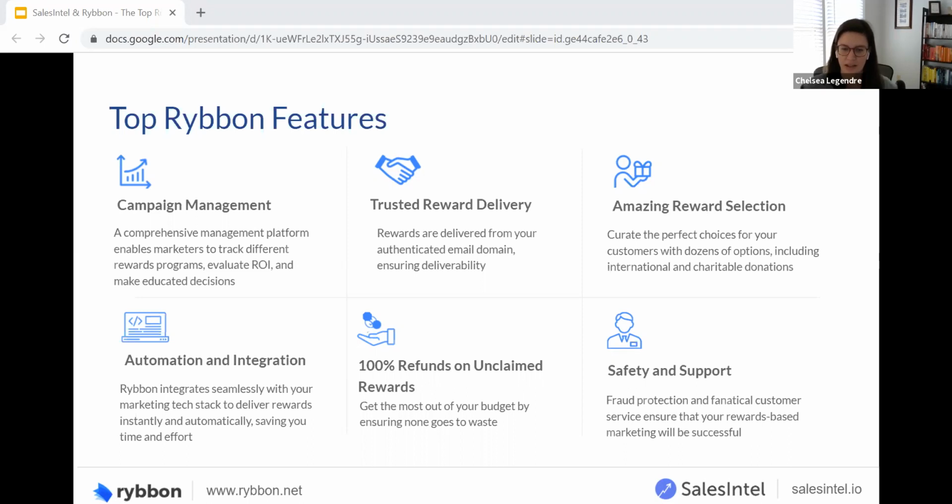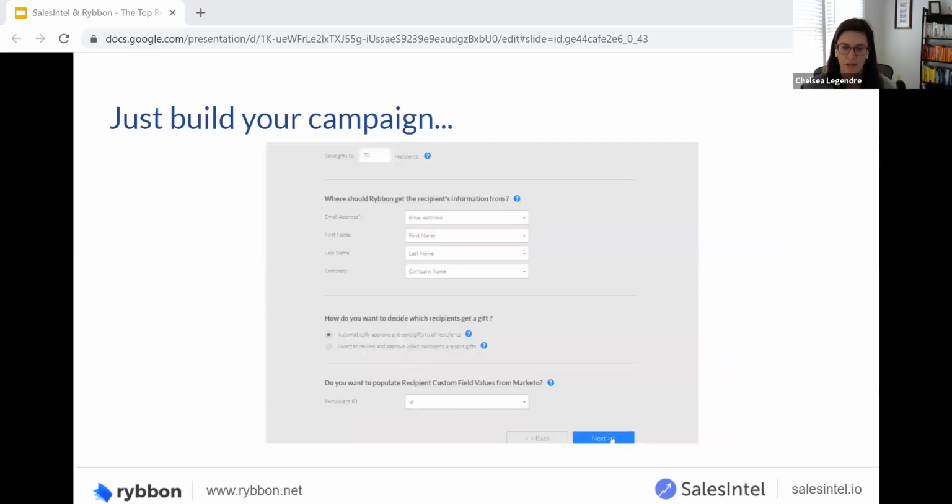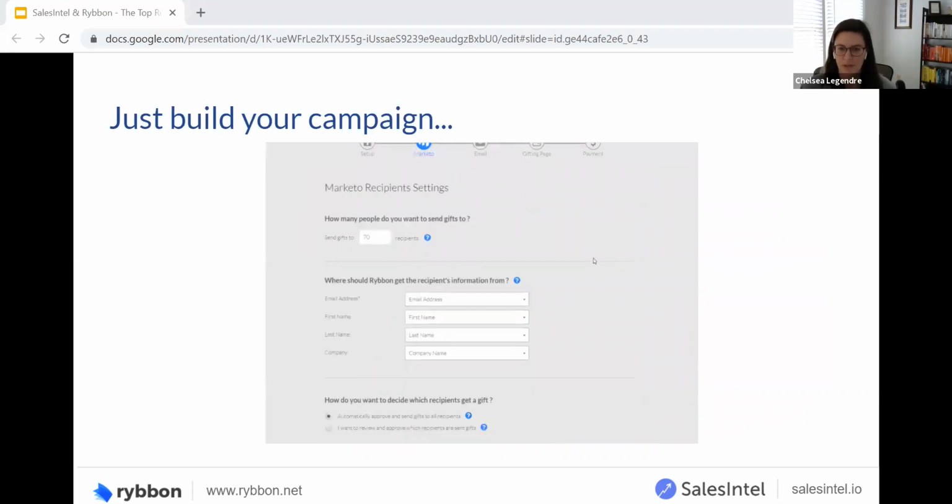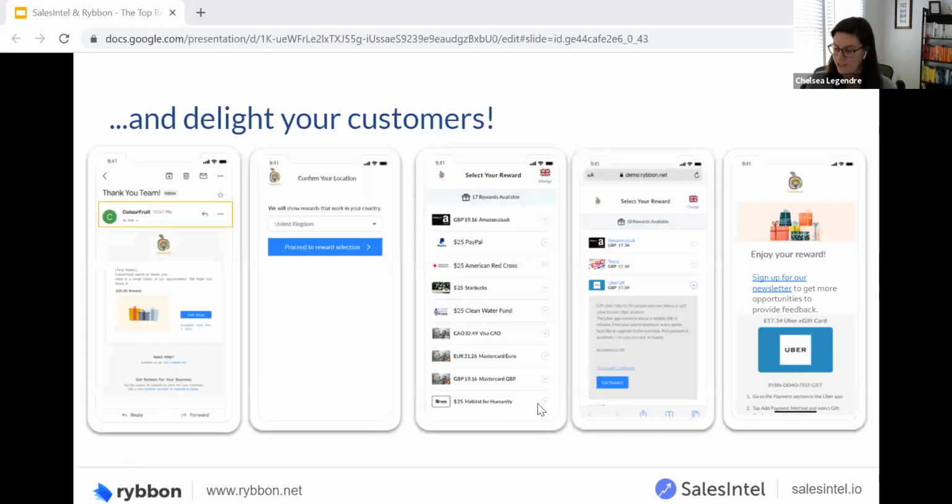And then lastly, you'll receive excellent safety and support features with fraud protections and our fantastic customer service team, all great features that will improve your program's success. And I just want to show everyone real quick how easy it is. So all you have to do, you can see the GIF here, is build your campaign with Rybbon. Whether you plan to connect with a marketing automation tool like Marketo, which is shown here, or HubSpot, or you could connect with a survey platform such as Qualtrics or SurveyMonkey. So you build your campaign and then you delight your customers.